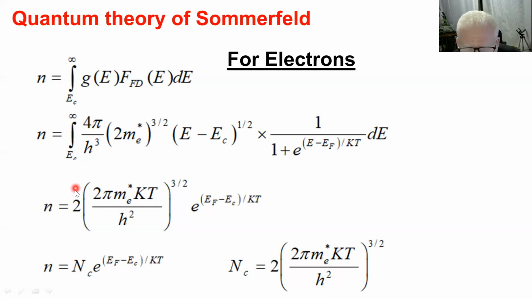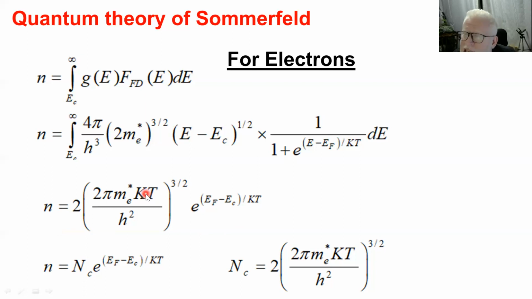So n simply equals 2 times 2 pi m effective, don't forget the effective mass, k is the Boltzmann constant, T is the temperature, h is Planck's constant, so k and h are constants, over h squared, all to the power 3 over 2, times e to the power (EF, which is the Fermi level, minus EC) over kT. So this is simply the output of the integration. Again, this output is not required to be memorized by yourself, and it will be given.